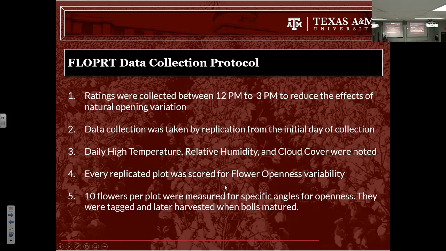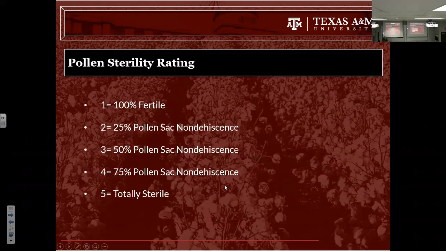Like I mentioned earlier, we had to walk through each line before we went and took ratings to get the flower variability scores for each line. And we tried to get at least 10 flowers per plot to get the measurements. And then they were tagged with ribbon for each flower that we measured. And then when the bowls matured, we went back and hand harvested them.